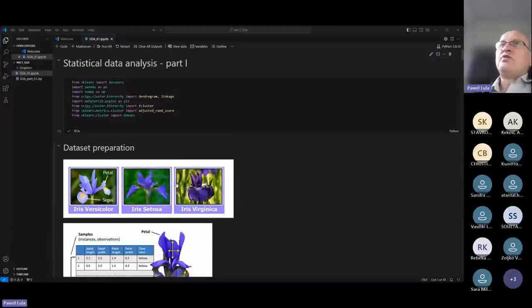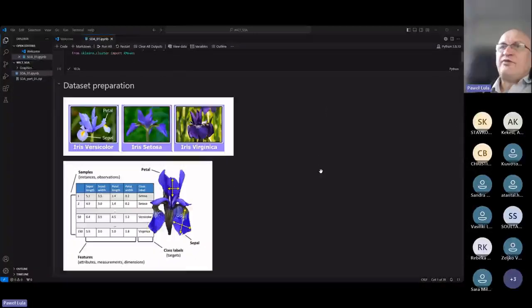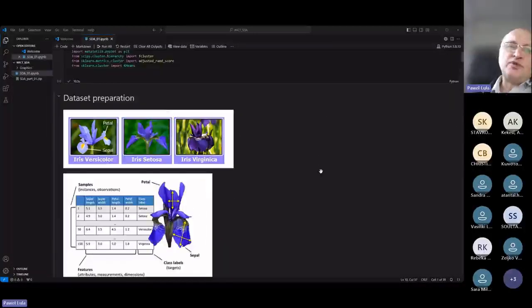So this is my notebook, and here in the first cell, I attached some objects, some libraries, which I will use during today's presentation. Also, I'm going to use one dataset, the iris dataset. I think that you met this dataset. It is, in my opinion, the most popular dataset which is used in statistics.